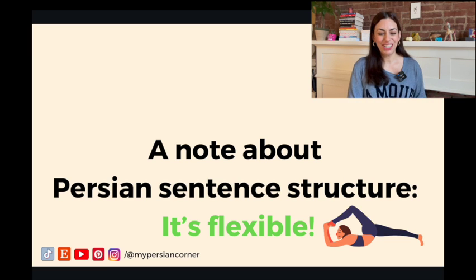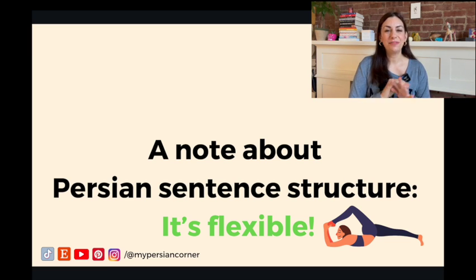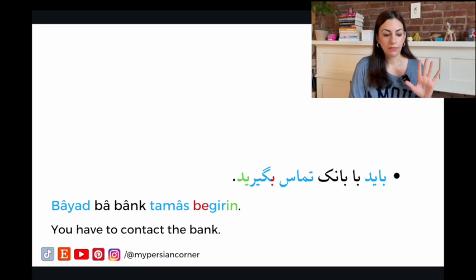A note about Persian sentence structure is that it's pretty flexible, especially in comparison to English. I feel English is a little more structured. There's more flexibility with Persian. In English, we know our basic sentence structure is subject, verb, object. In Persian, it's subject, object, verb. The verb typically comes at the end of a sentence in Persian. So with that in mind, take a look at this example.